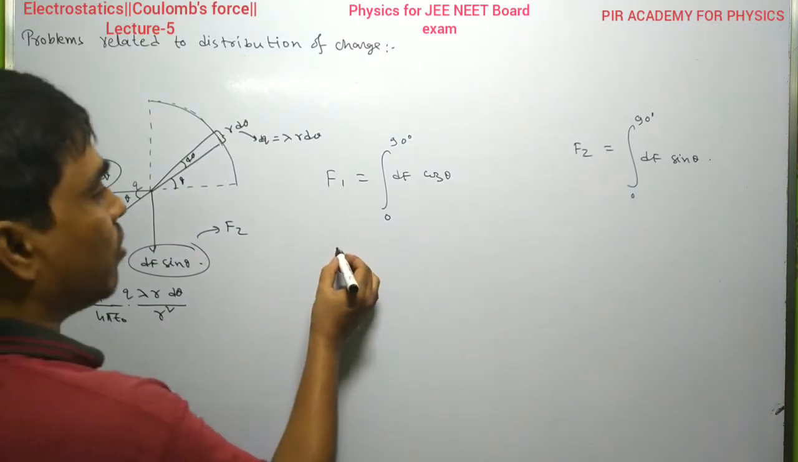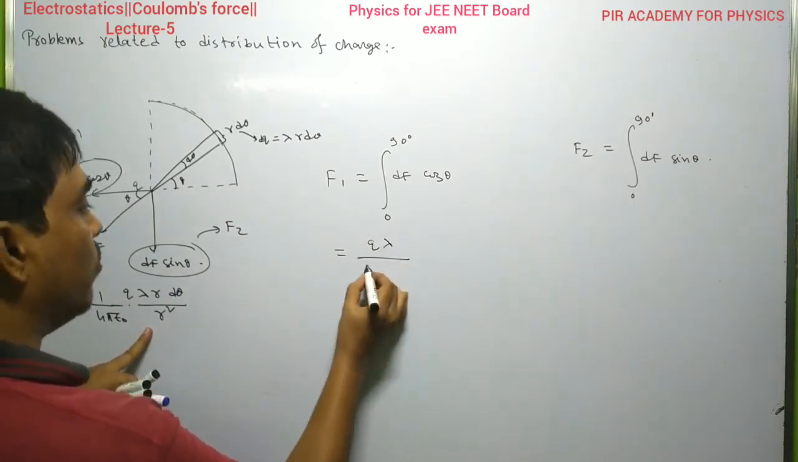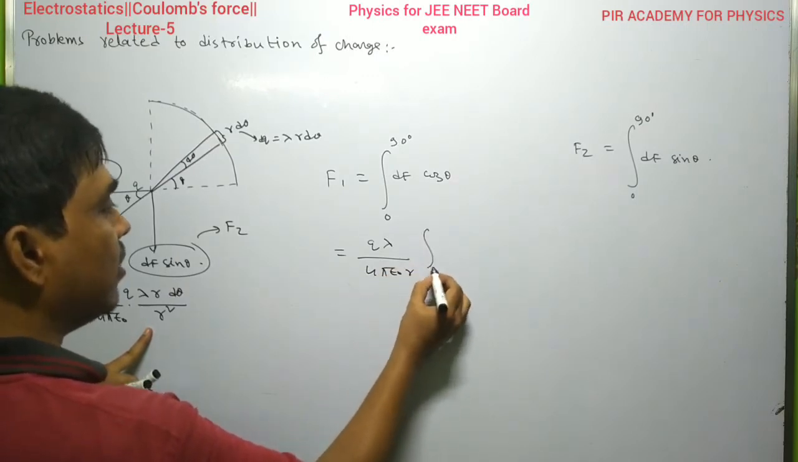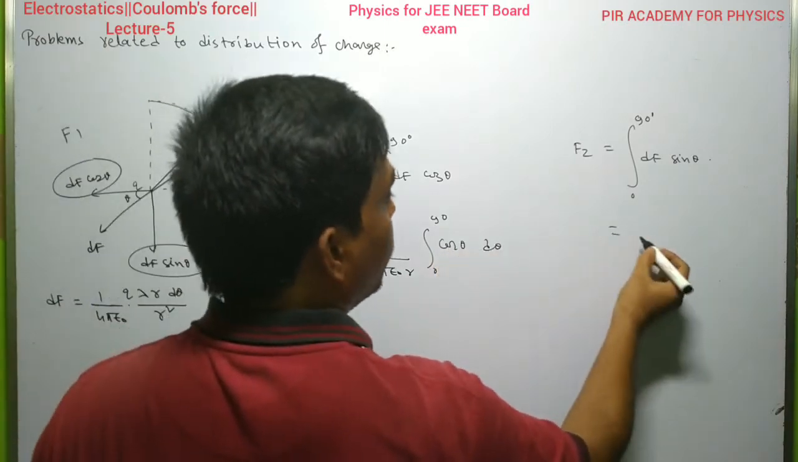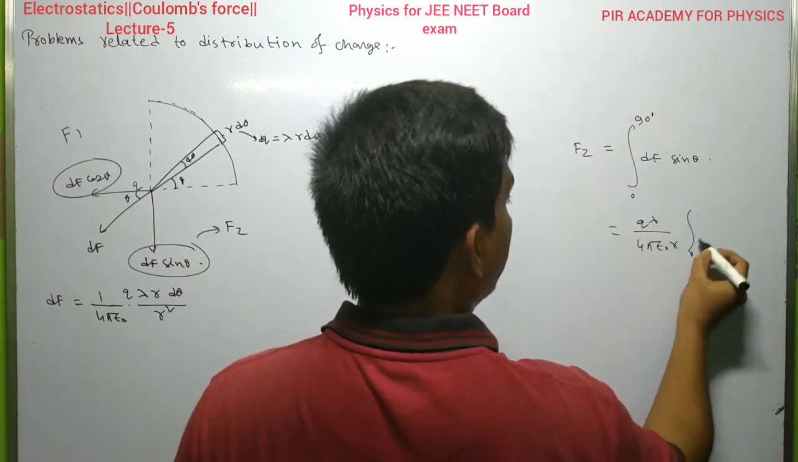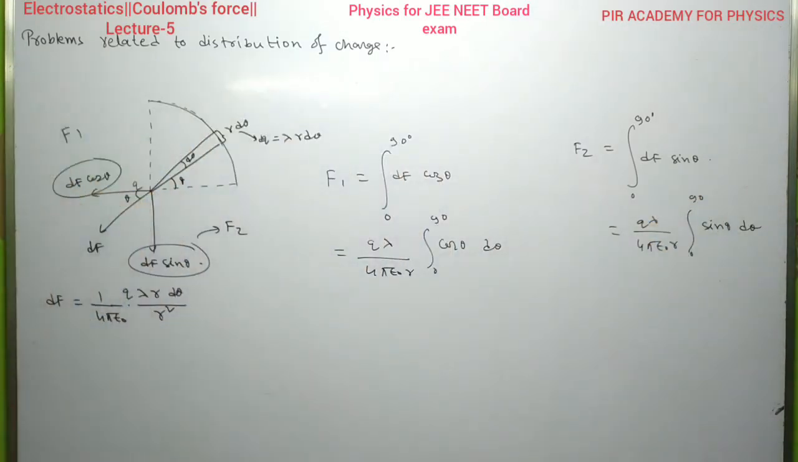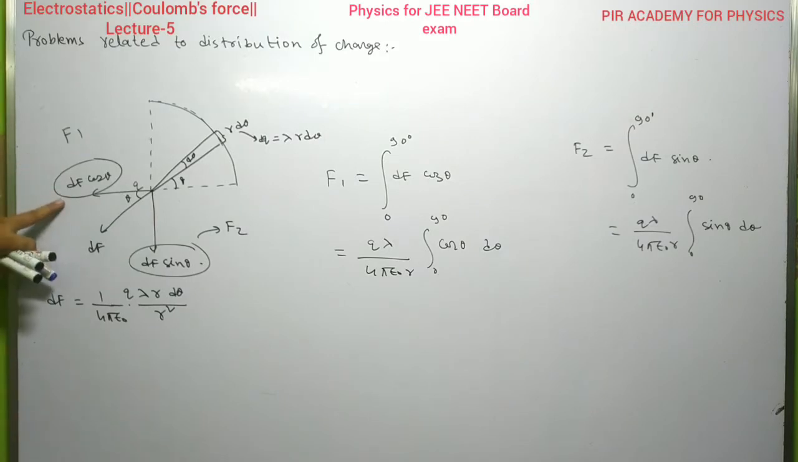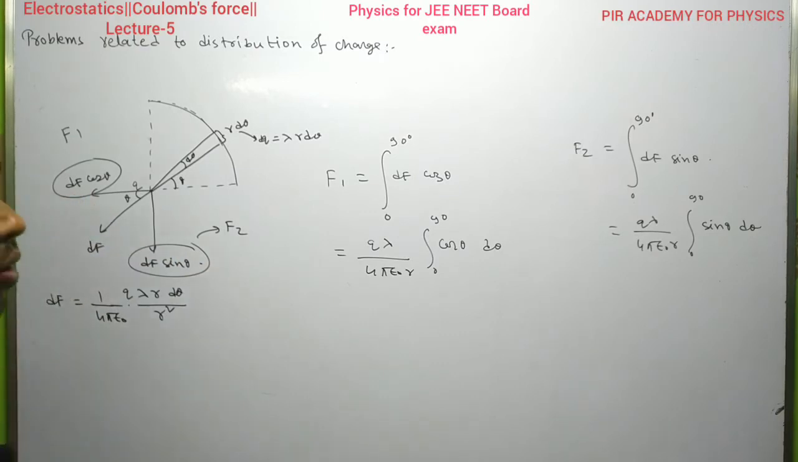So in this condition it will be q lambda by 4 pi epsilon naught r, integration 0 to 90 degree of cos θ dθ, and here will be q lambda by 4 pi epsilon naught r, integration 0 to 90 degree of sin θ dθ. These are the two forces, this is the cos component, this is the sine component. So you have to find out this total sine component and total cos component.